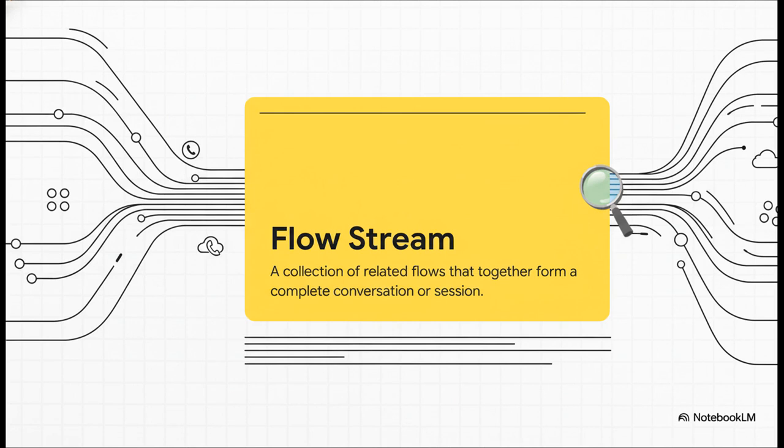And building right on top of that, you have a flow stream. So if a single flow is one line item on that phone bill, a flow stream is all the related lines that make up one complete call or session. It bundles all that back and forth communication together so you can see the entire interaction as one thing.